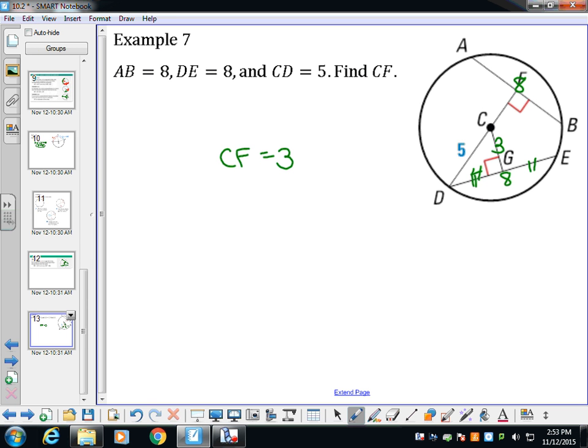This is a review of arcs and chords and theorems that are related to arcs and chords.